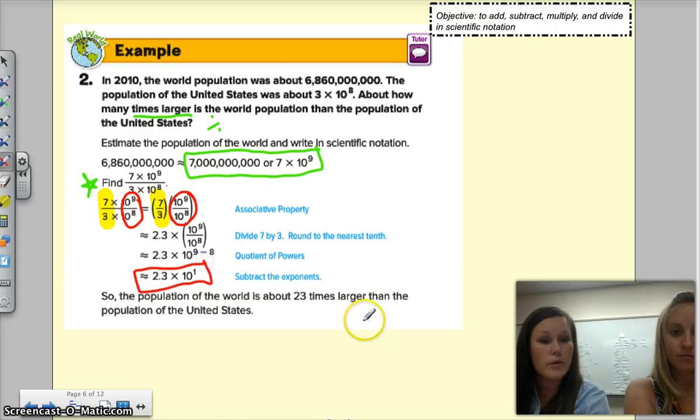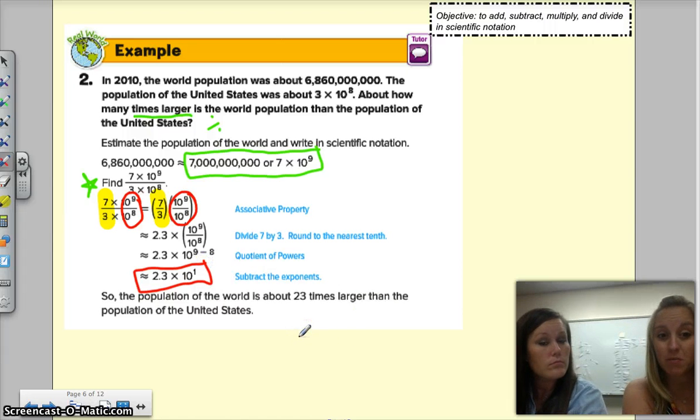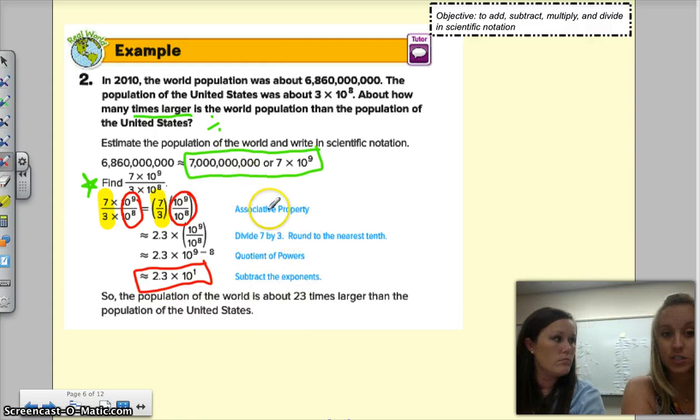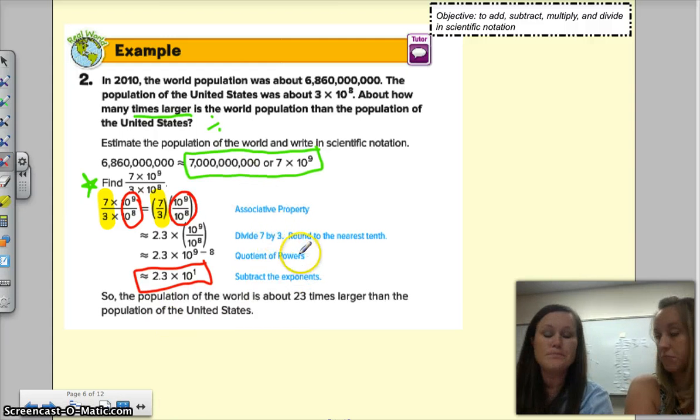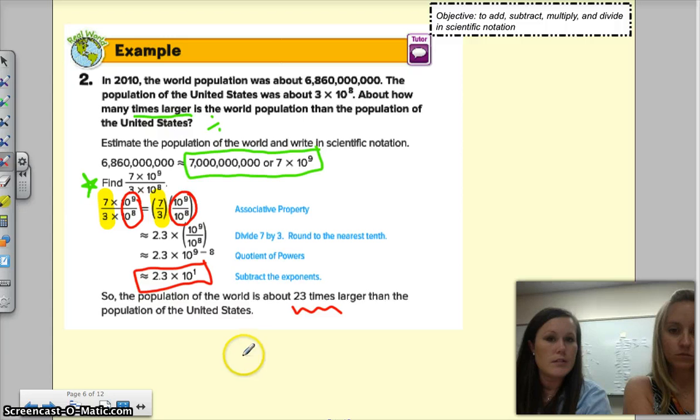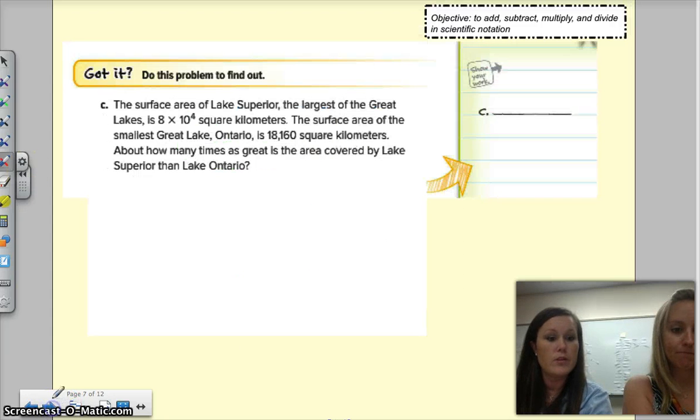Everybody cool with that? Those squigglies mean approximately, because we did round 6,860,000,000 up to 7. So that's why it's approximately. Then in standard form it says this is about 23 times larger than the population of the United States. Okay, so you give it a shot.